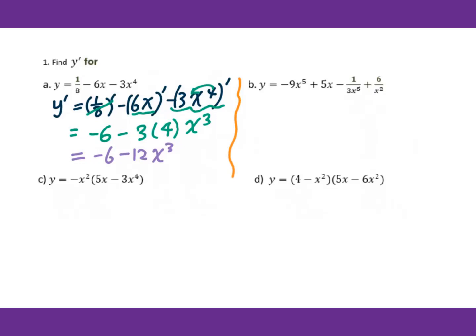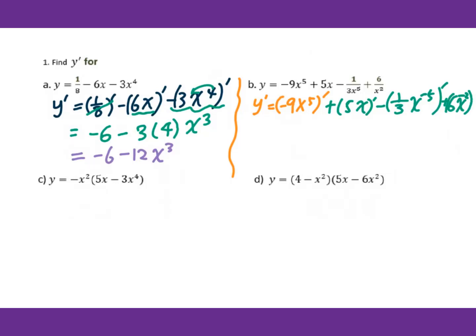Now let's go to B. y prime equals the derivative of negative 9x to the fifth power, plus the derivative of 5x, minus the derivative of 1 over 3x to the negative fifth power, plus the derivative of 6 times x to the negative second power. Drop down: negative 9 times 5x to the fourth power.